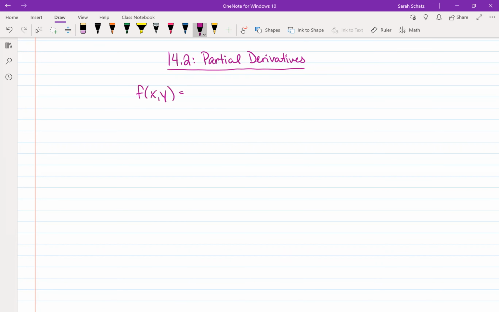So from last time, you should be familiar with functions that look like this. Let's say I've got f of x, y equals 3x squared plus 2y squared minus 4xy plus 5x minus 7y plus 9. So it's very long, yes. But we find out that when you have two input variables, sometimes these are pretty long. And that's okay, because we work with each term one at a time.